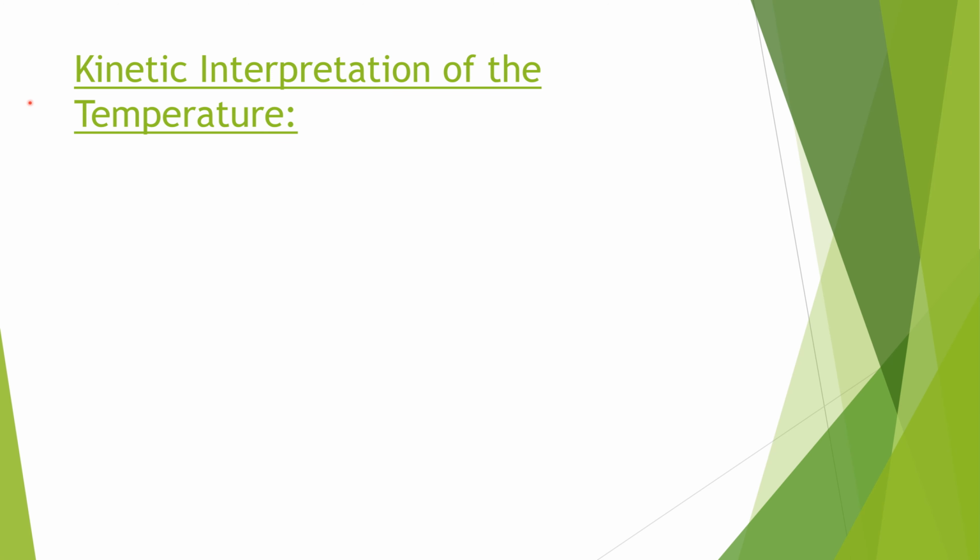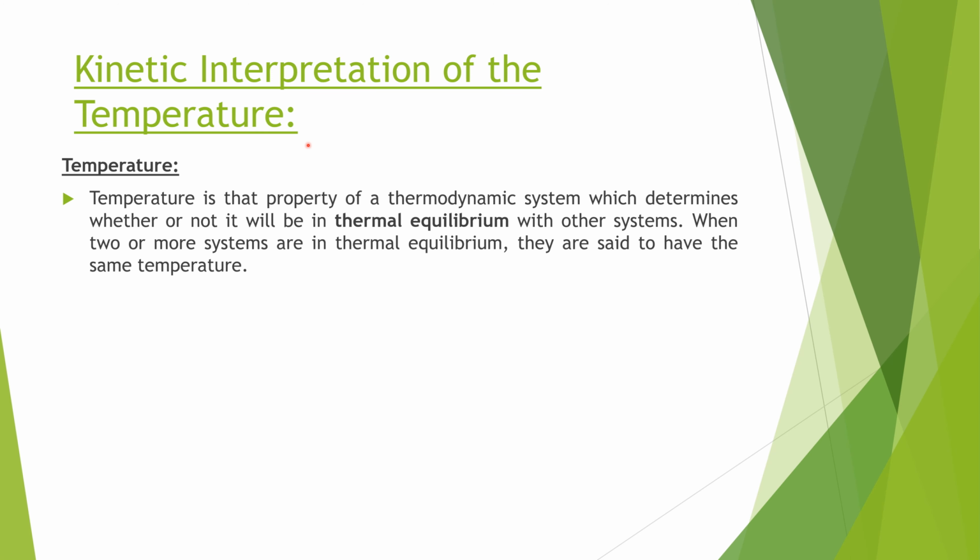First of all, we need to understand what temperature is. Temperature is that property of a thermodynamic system which determines whether or not it will be in thermal equilibrium with other systems. When two or more systems are in thermal equilibrium, they are said to have the same temperature.